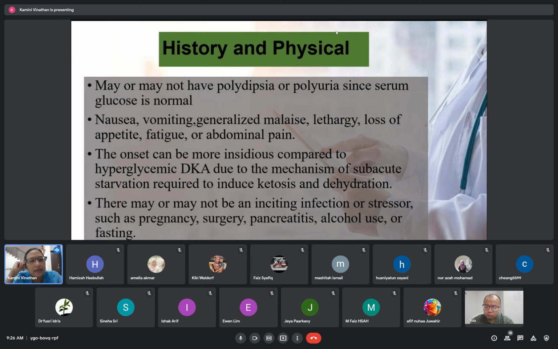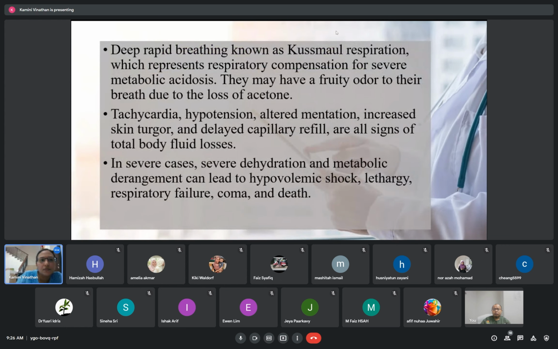Next, we have to find the inciting infection or stressors: pregnancy, surgery, pancreatitis, alcohol use, and fasting.